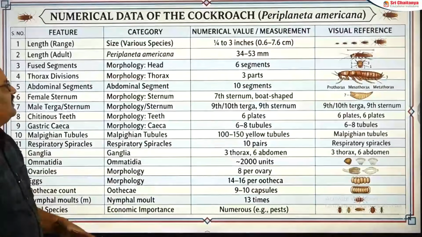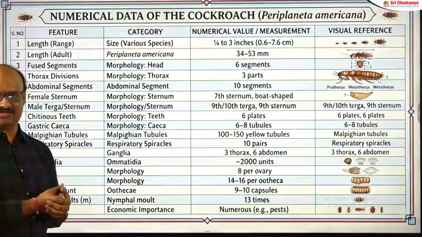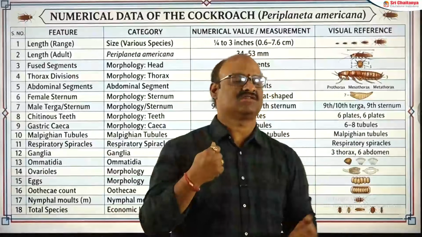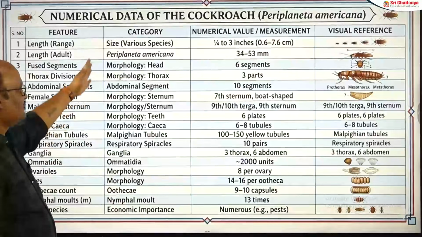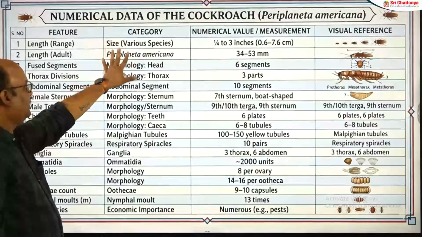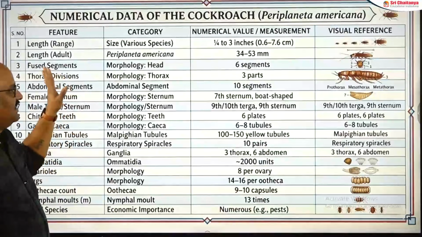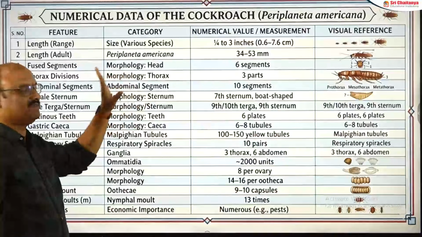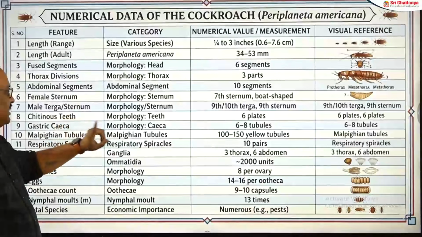Now this is a table regarding the cockroach. Generally we see many numerical things in the cockroach, in the sense that there are many number-based questions. You can see a very clear table which I have given here. The length of the cockroach is 1/4 to 3 inches, length of Periplaneta around 34 to 53 millimeters, head is made up of 6 segments, thorax is made up of 3 segments, and abdomen is made up of 10 segments. And the sterna we are going to discuss in the NCERT part, don't worry.